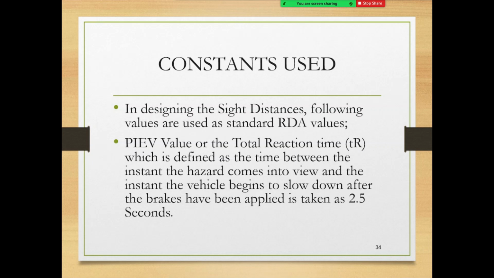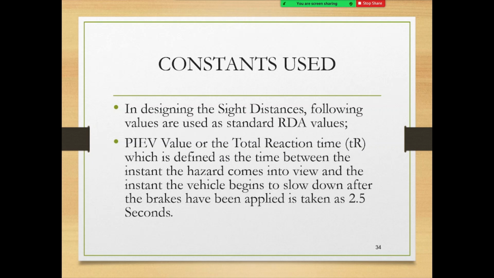Okay, constants used. In designing the side distance, the following values are used as standard RDA values. Please understand these values change depending on the country. PIEV value, or the total reaction time TR, which is defined as the time between the instant the hazard comes into view and the instant the vehicle begins to slow down after the brakes have been applied, is taken as 2.5 seconds. So what do you mean by this?